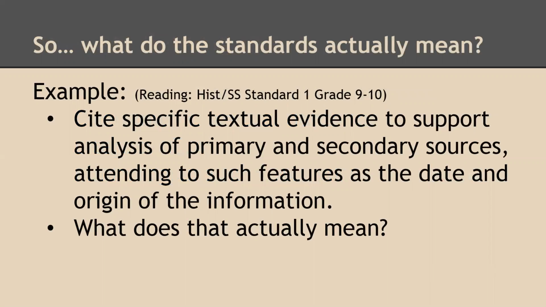So one of the things that the treasure hunt got to was having you think about what the standards actually mean. And we get that question a lot. When we look at a standard, this standard is from the reading standards for history and social studies. This is standard number one in grades 9 through 10. And it says cite specific textual evidence to support analysis of primary and secondary sources, attending to such features as the date and origin of the information.